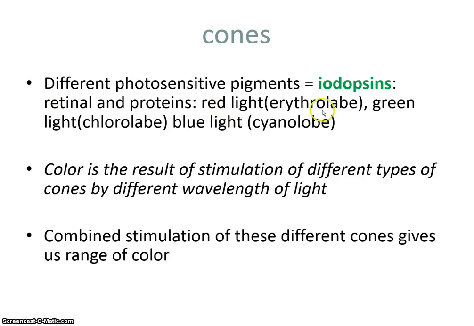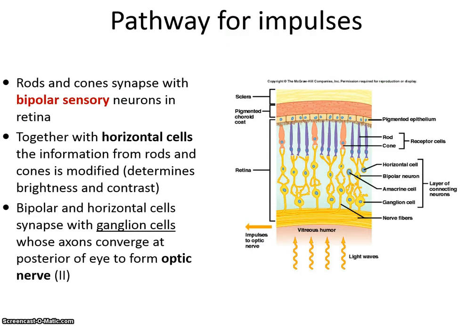All right, the cones, they have pigments called iodopsins, and this is retinol and some protein, different proteins. You don't have to know their names, but there is, of course, some sensitive to red light, green light, and blue light. And color is basically the result of getting combinations of these different cones excited, or starting to generate action potentials. And the combined action potentials of these different cones give us the range of color. And color, of course, is our perception in the primary visual cortex in the occipital lobe, right?